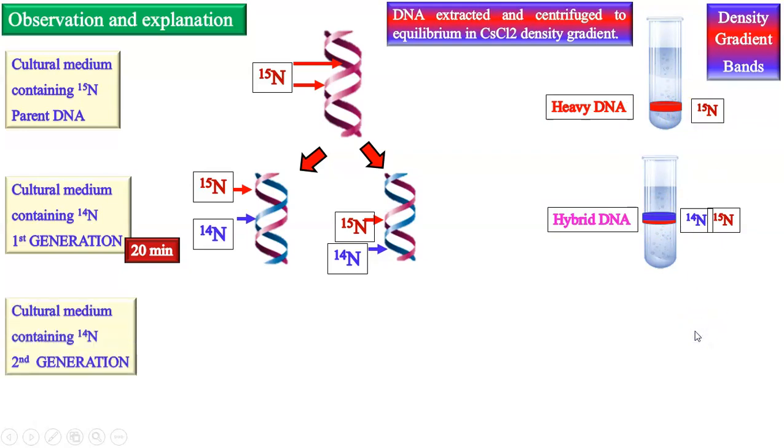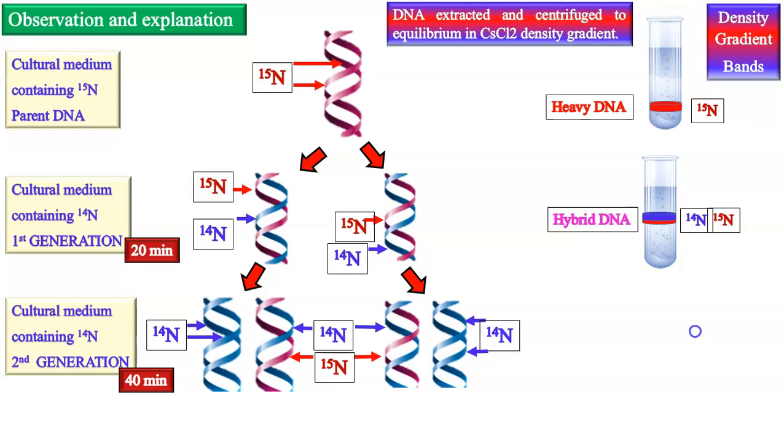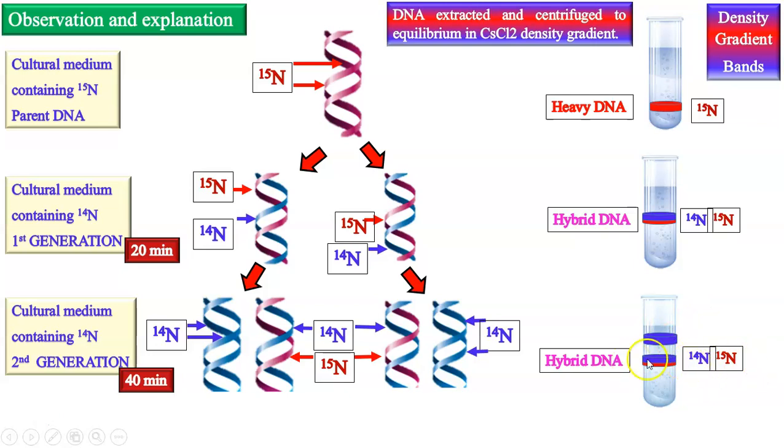In step number 3, in the second generation of DNA, again in the same medium N14, we get two DNA molecules, both having N14 nitrogen, and two DNA that show hybrid condition. So we get two distinct bands, one for hybrid and that occupies the same position as we obtained in step number 2. And now we have an additional band and that is for light DNA containing only N14 nitrogen. And it being lighter, it occupies a still higher position in this test tube.